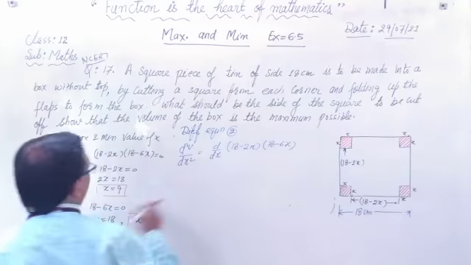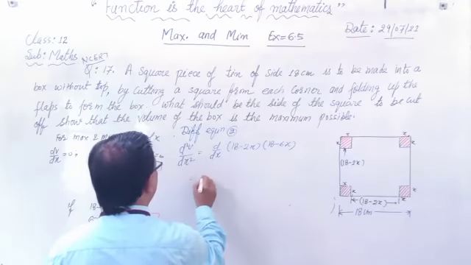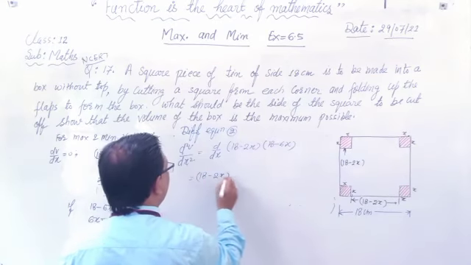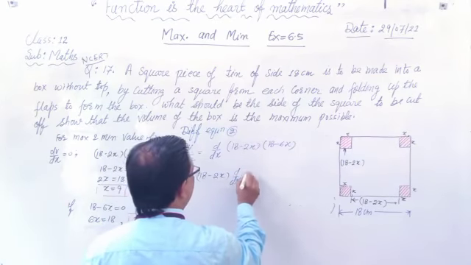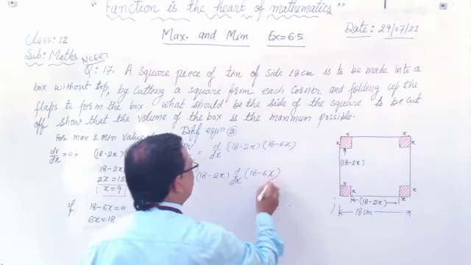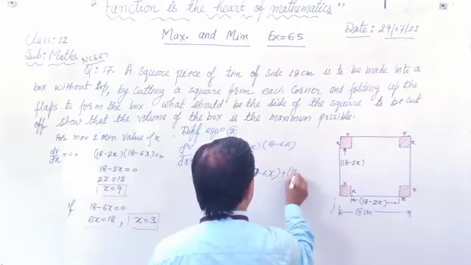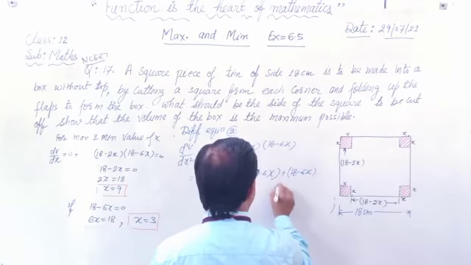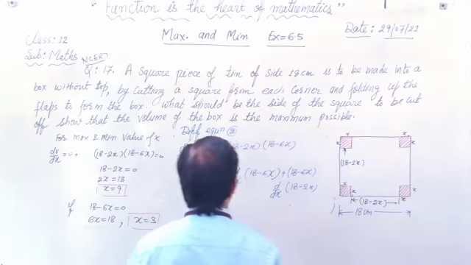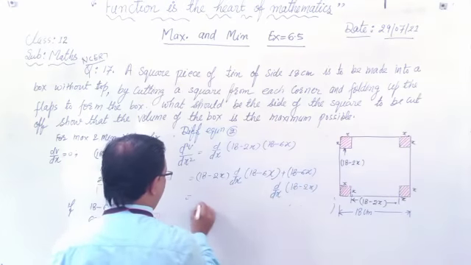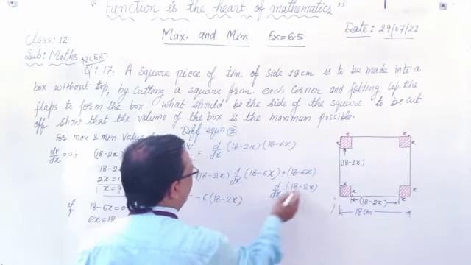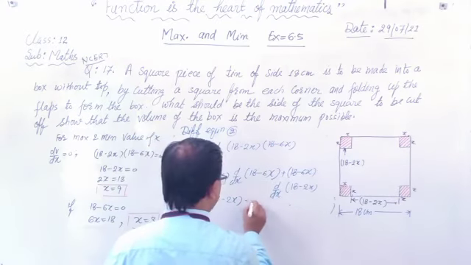Again we apply the product rule here. So this is 18 minus 2x into d by dx of 18 minus 6x, plus 18 minus 6x into d by dx of 18 minus 2x. So this is your minus 6 into 18 minus 2x, and this is your minus 2 into 18 minus 6x.